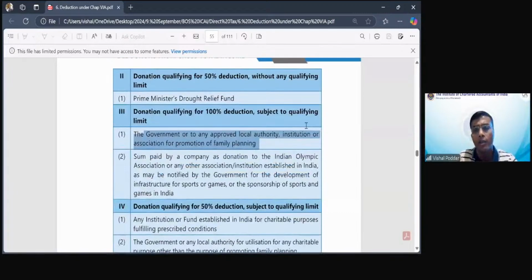So as you can see, the list is divided into these four categories. Funds no limit, institutions limit. Within funds, all national, central, etc. funds are 100, and only one fund is in 50%, that is the Prime Minister's Drought Relief Fund. In institutions, only two institutions are 100, all others are 50.